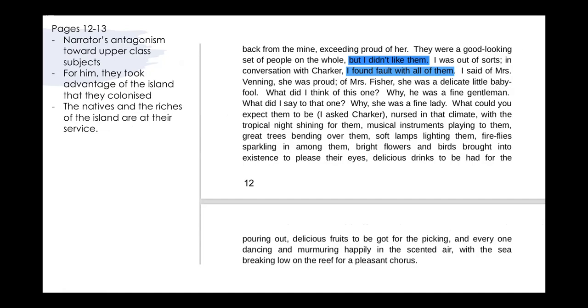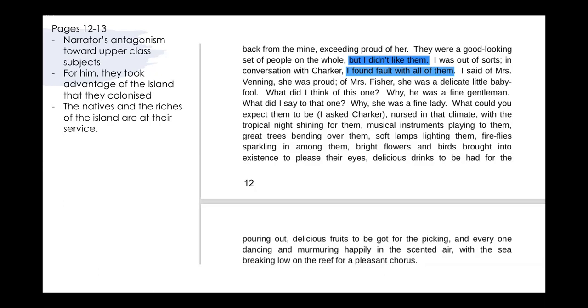Why he was a fine gentleman. What did I think of that one? Why she was a fine lady. What could you expect them to be? I asked Chalker, nursed in that climate, because they were taken, he thought he was a little bit jealous and envious because they were taken advantage of the island.